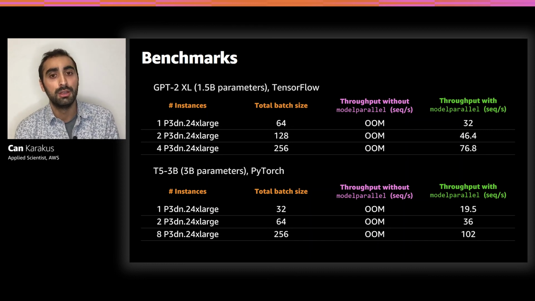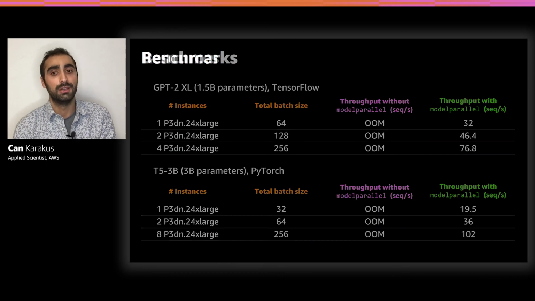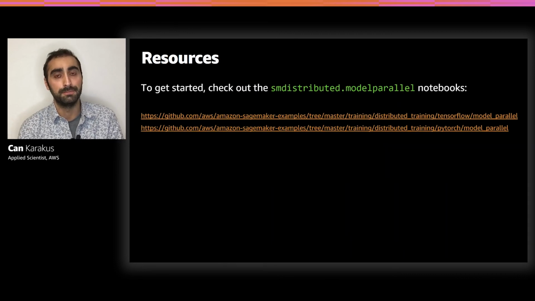that we choose. And similarly for PyTorch, we've tried running T5 with 3 billion parameters and scaled that up to 8 P3DN instances. And once again, we saw that it is not possible to fit this model without model parallelism, whereas we can reliably train this with the model parallel library.